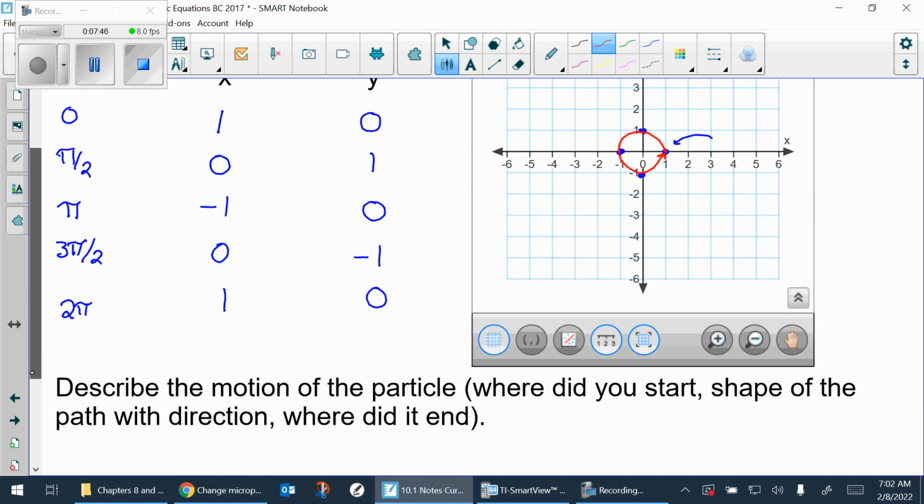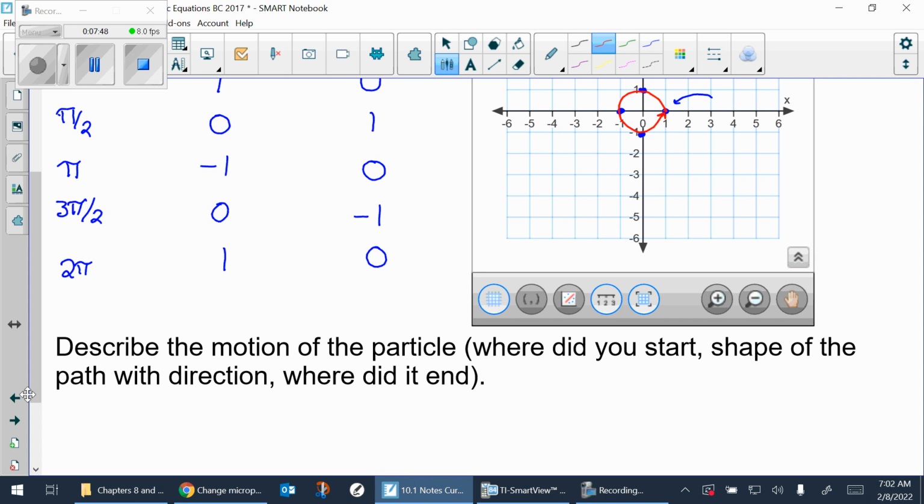So let's come down here and let's describe the motion of the particle. Where did you start? Shape of the path, direction, and where did you end? Well, I think we're going to say we want to start at point 1, 0. We are going to want to follow a circular path.